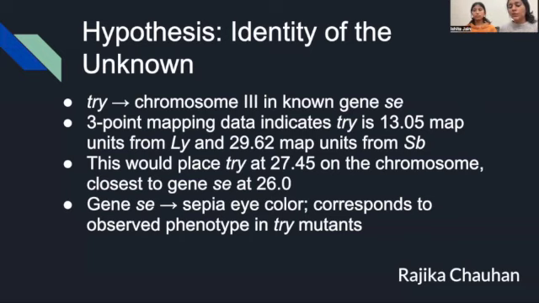This would place it closest to gene SE, which is located at 26.0 map units from 0. And gene SE codes for sepia eye color. So this corresponds to the phenotype that we observed in our tri mutants, which was a darker sepia eye tone.